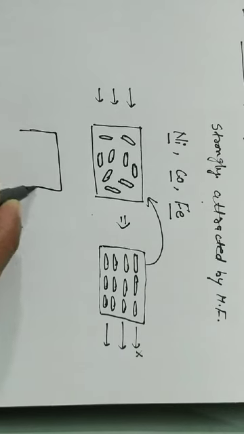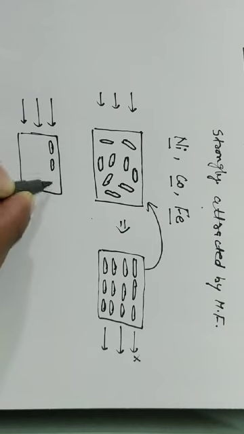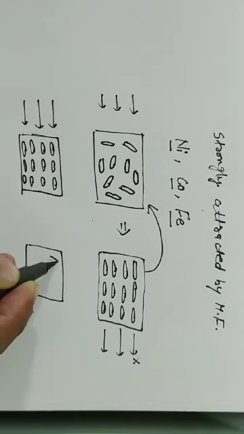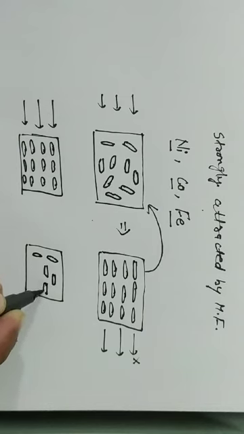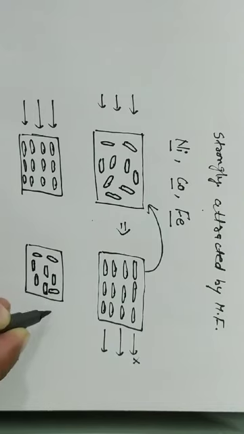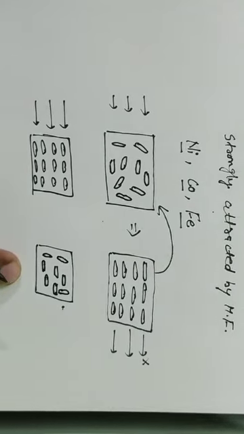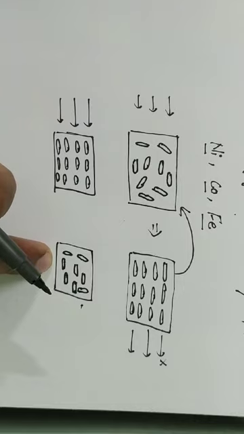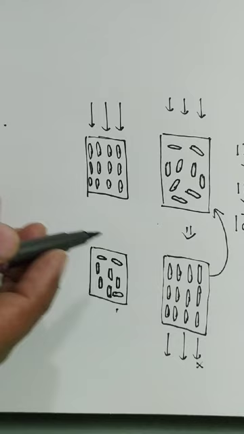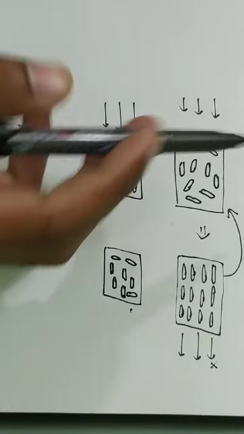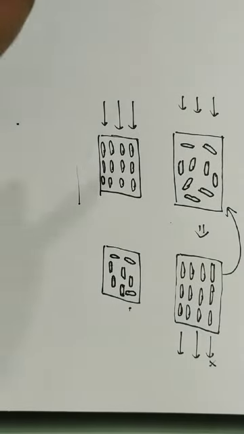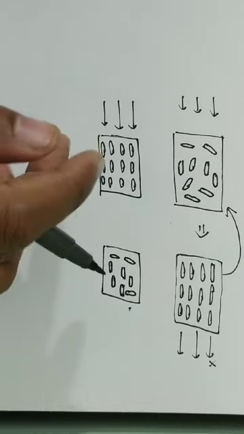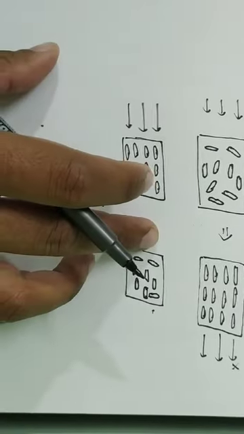For example, if we apply the magnetic field, then all domains are aligned in the direction of the magnetic field. But if we remove the magnetic field, then some domains remain as in the applied magnetic field. So the magnetic behavior in this material is retained for some time. So it is called a ferromagnetic substance. I hope you are clear on these types of materials. Apart from this, there are ferrimagnetic and anti-ferrimagnetic materials. We will discuss them later.